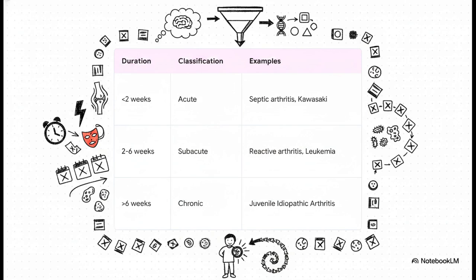Okay, now this slide, this is a game changer. It massively simplifies your differential diagnosis. Before you even start thinking about specific diseases, just think about time. How long has this been going on? If it's acute, less than 2 weeks, you should be thinking septic arthritis or Kawasaki disease. If it's subacute, say 2 to 6 weeks, maybe it's reactive arthritis or even leukemia. And if it's chronic, lasting more than 6 weeks, well, now you're deep in the territory of juvenile idiopathic arthritis. This simple, time-based filter is your most powerful first step.